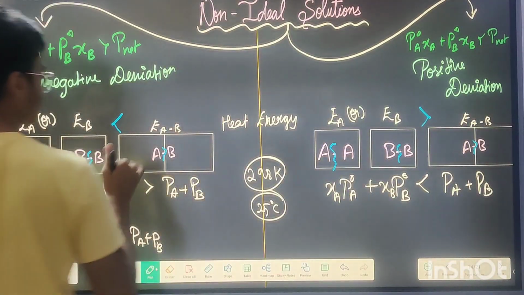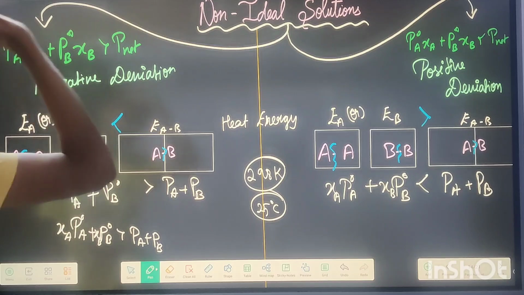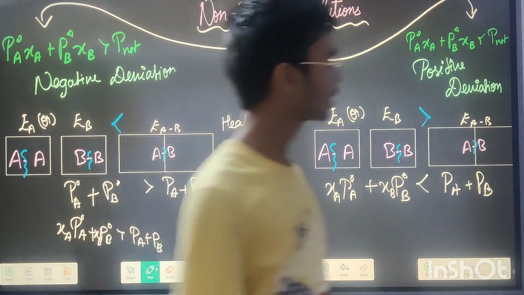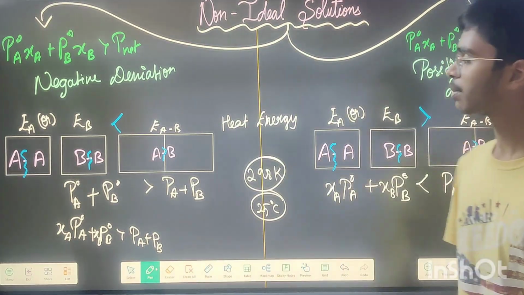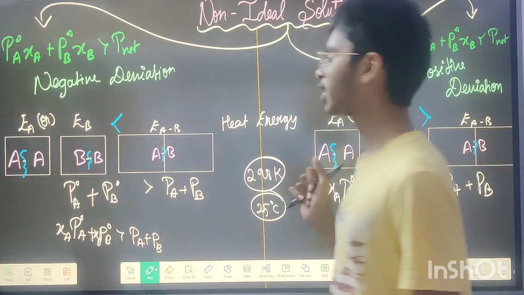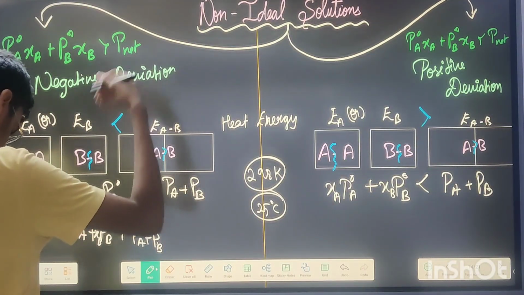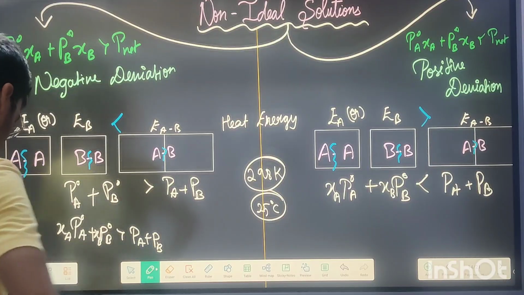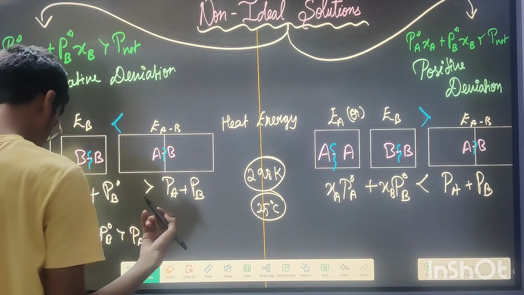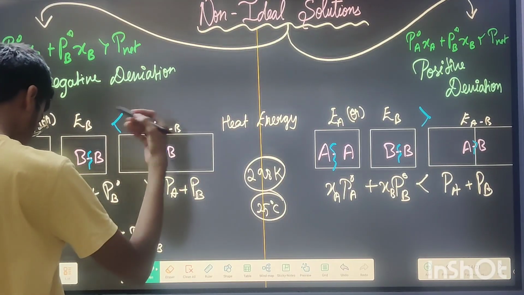Now, coming here itself, we have some examples. For negative deviations you have some examples, and then for positive deviations also you have some examples. For the case of negative deviation, there are not that many examples they have given. These are some examples: chloroform plus acetone.